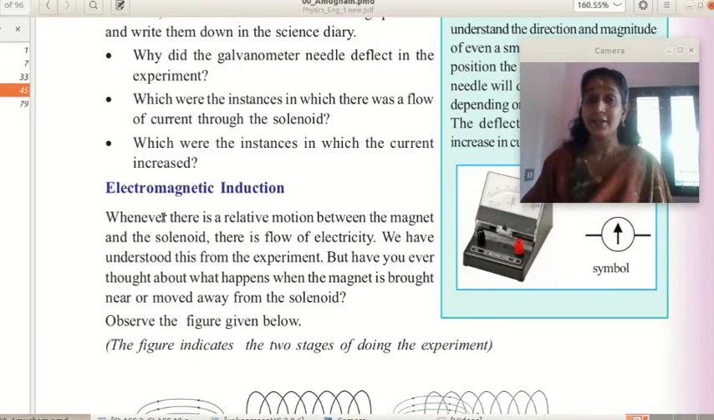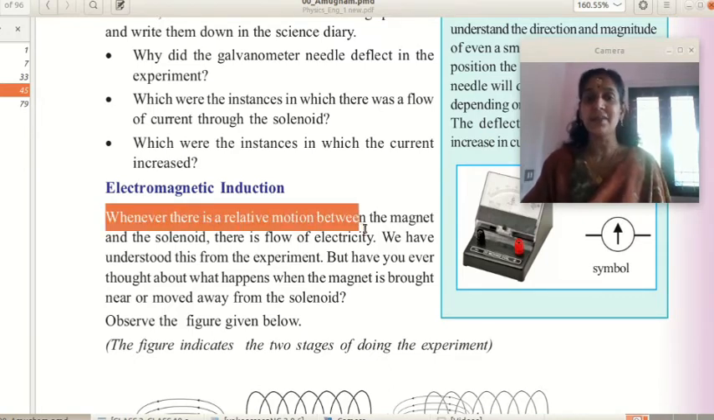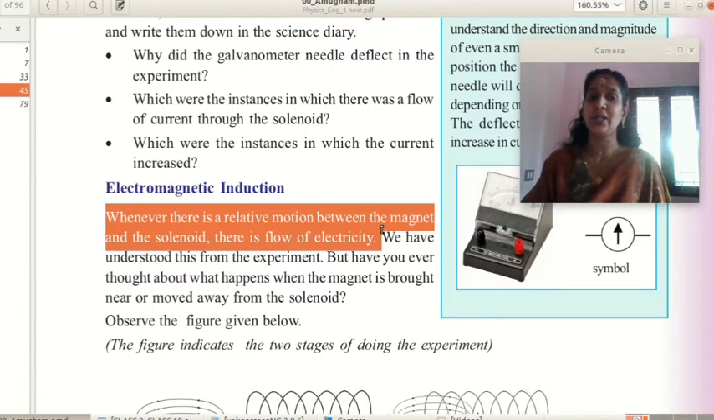Now we studied that whenever there is a relative motion between magnet and solenoid, there is a flow of current. There is a flow of electricity. Electricity is produced due to the interaction between magnet and solenoid, isn't it? If you move the magnet into the solenoid, then what happens? A small current is produced.